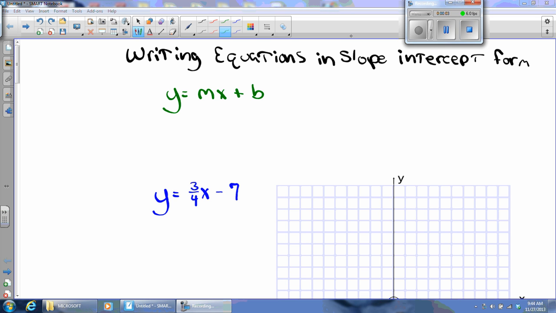Hello, algebra students. Mr. Lawrence here, and today we're going to be writing equations in slope-intercept form, and that's when the equation looks like y equals mx plus b.